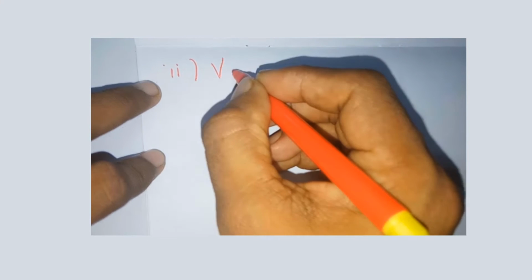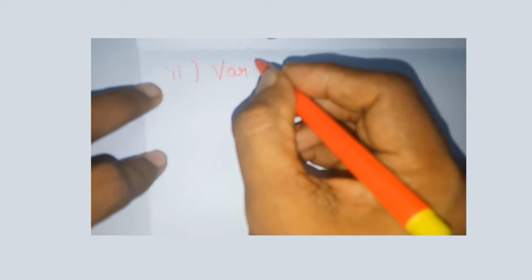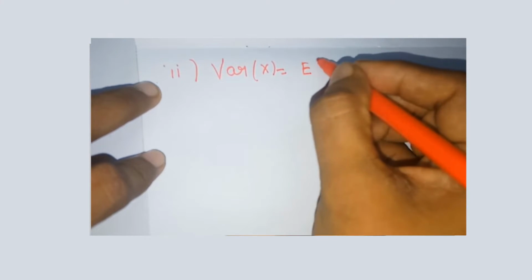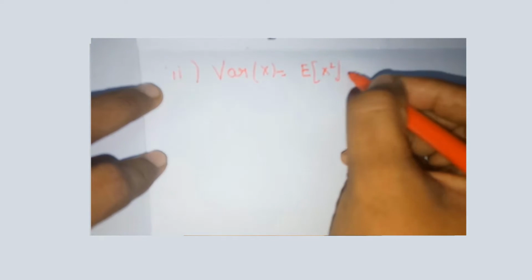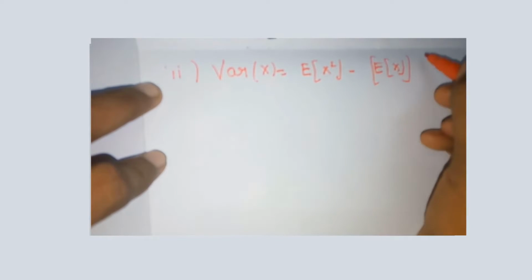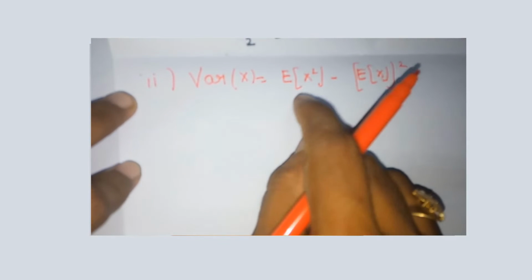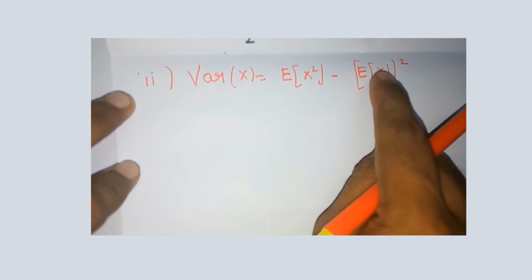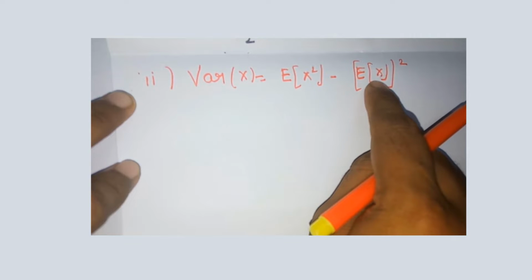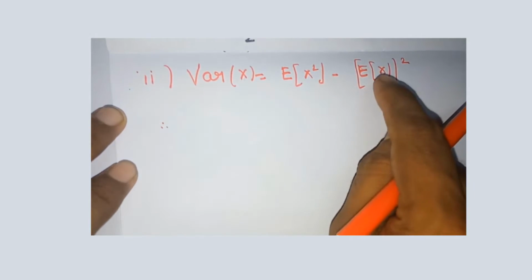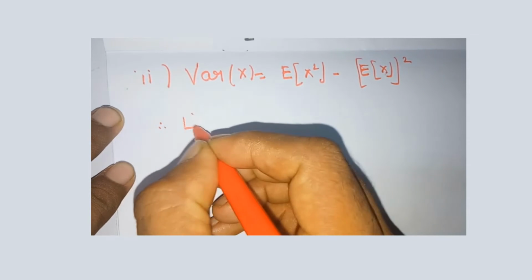In order to find the variance, the formula is variance of x is equal to expected value of x square minus E of x whole square. Now in order to find this, we should first find what is the value of E of x. Then we can square it, right? So in order to do that, first we'll find what is E of x.